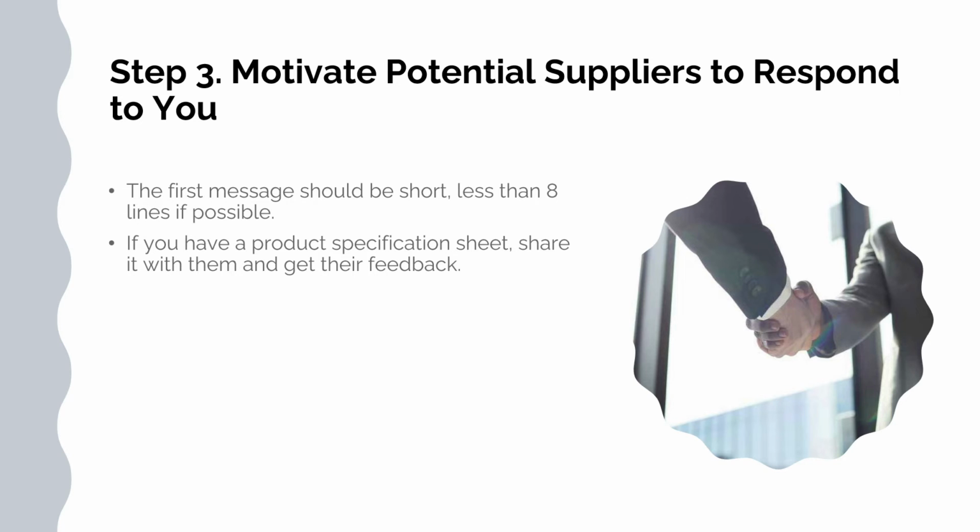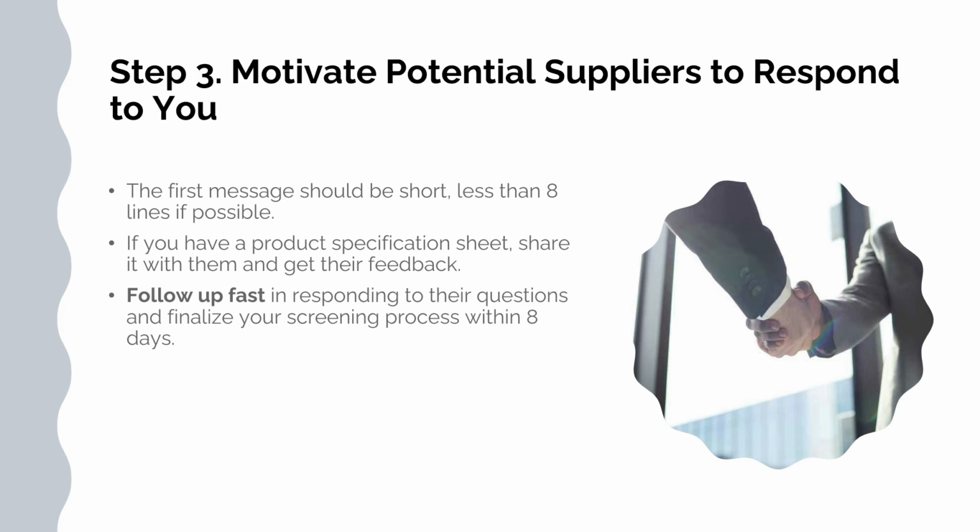Second, if you have a product specification sheet, share it with them and get their feedback. You should expect them to ask questions about manufacturing, like material specification or if they don't accept your tolerance, etc. If they say it's fine, that is not always a good sign. And then follow up fast in responding to their questions and finalize your screening process within 8 days. After that, your inquiry in their eyes will have gone cold.